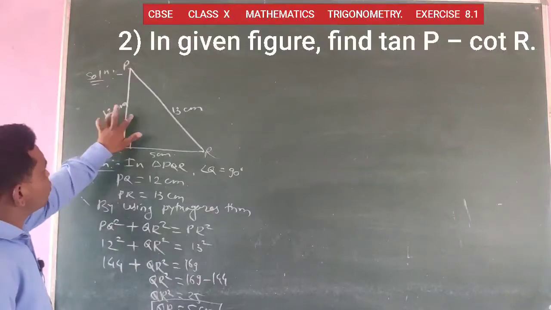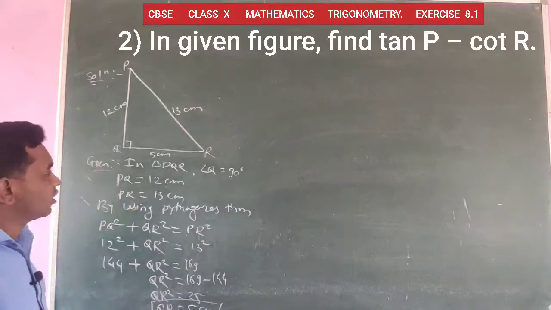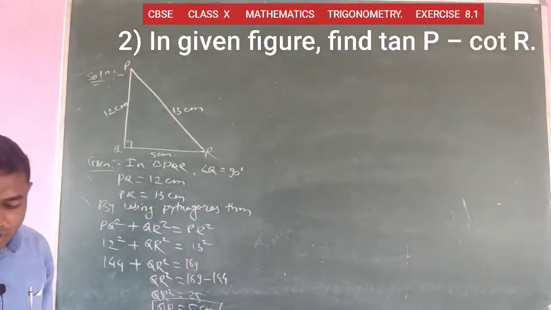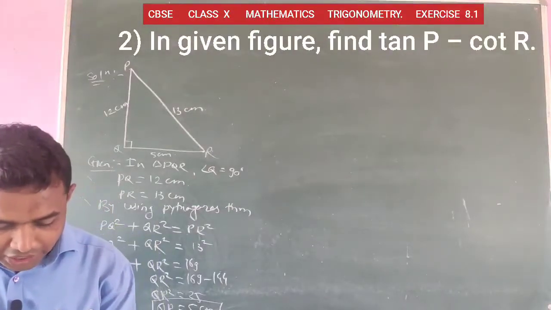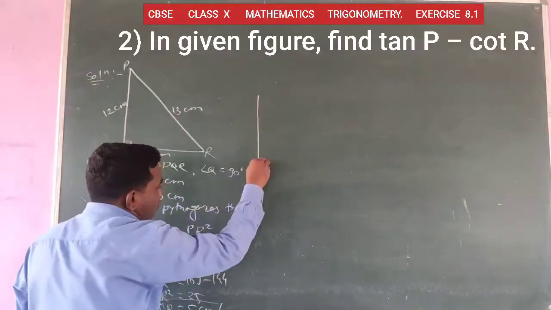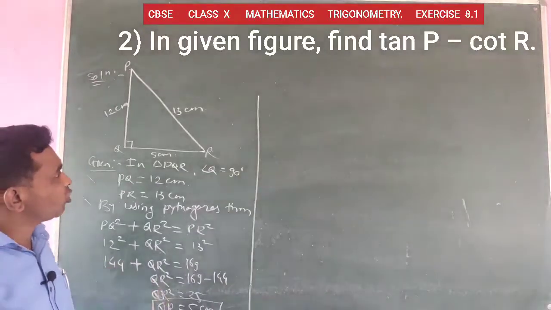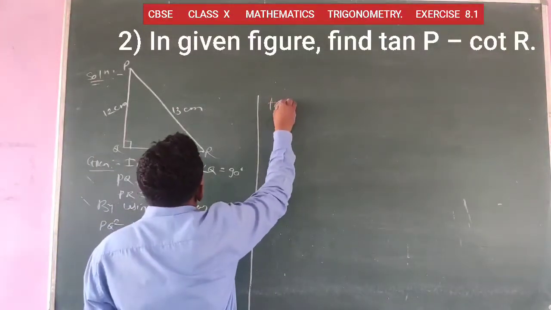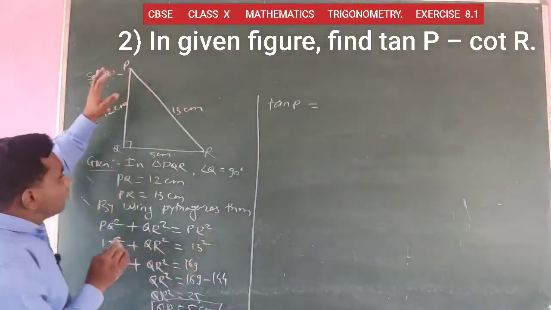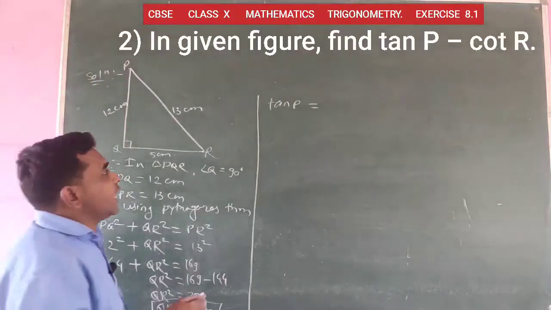Now all the lengths of the three sides are present here. Now we have to find out tan P minus cot R. So before solving this expression, we must know the separate ratio of tan P. To find the ratio for the tan function of the angle P, what is the formula for tan?